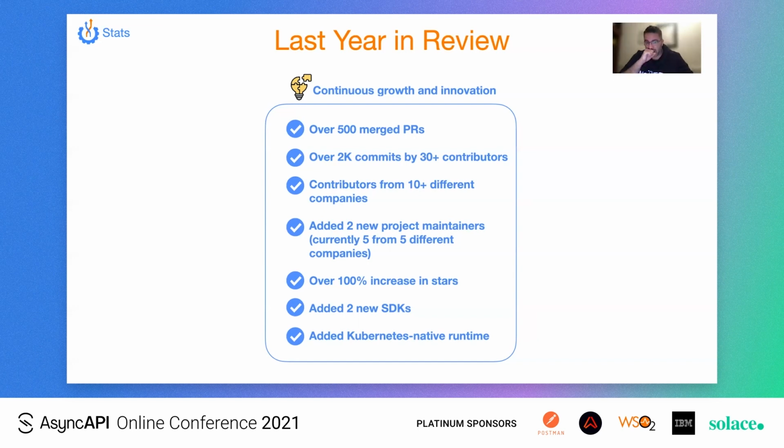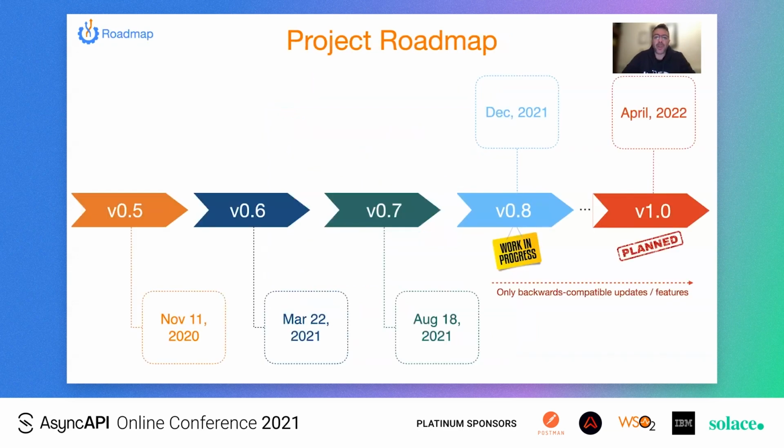We added over the last year 2 new SDKs, so we added .NET and TypeScript. And we also had a lot of different releases for our other SDKs. And of course, as mentioned, Charles here has contributed the Synapse, which is the Kubernetes native runtime that is hosted in our GitHub repositories as well.